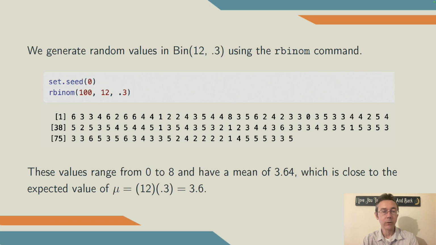Finally, let's generate those 100 values from this distribution. And we do that with the rbinom command.